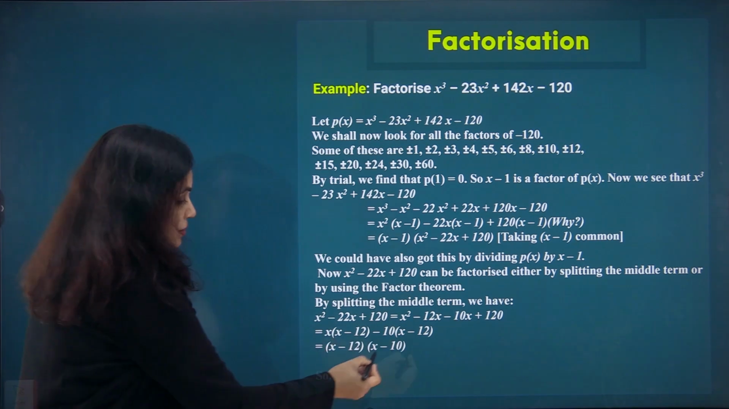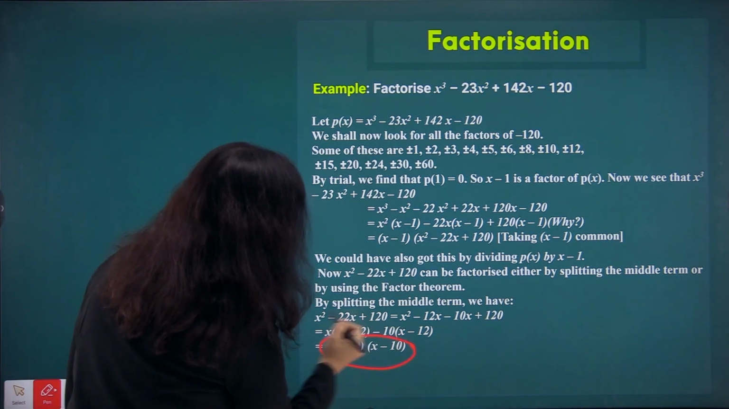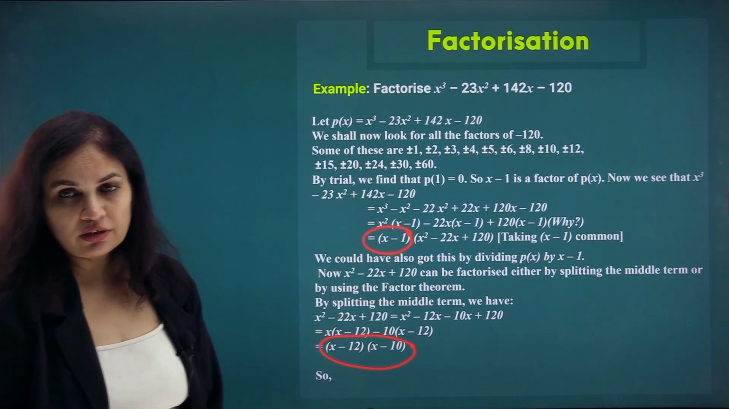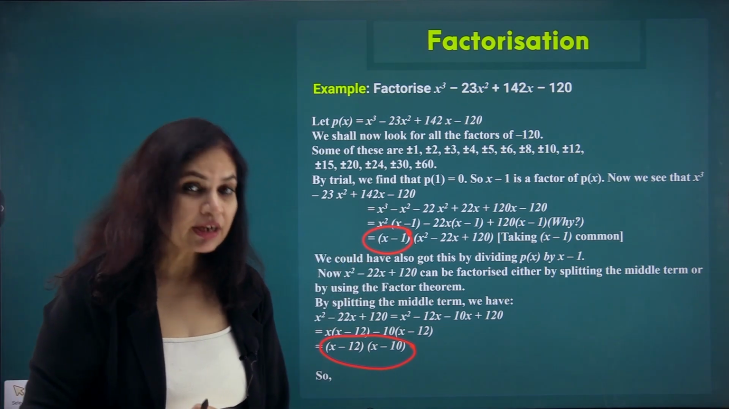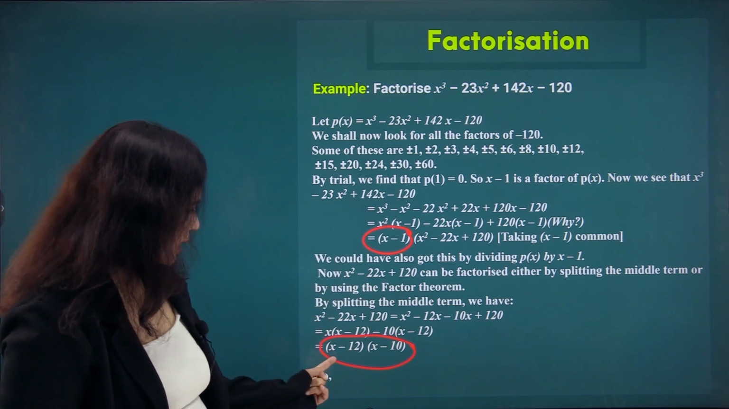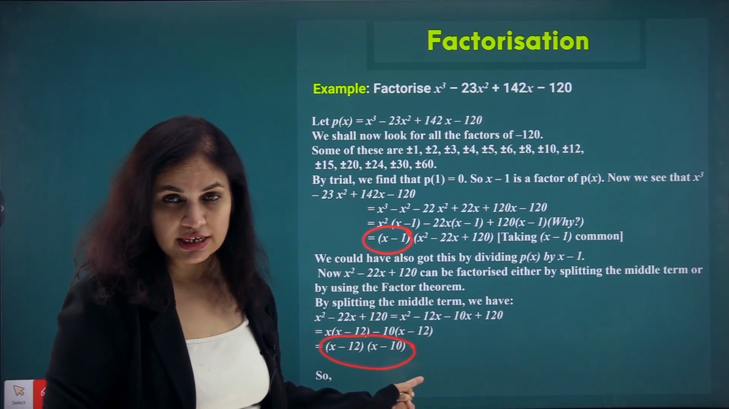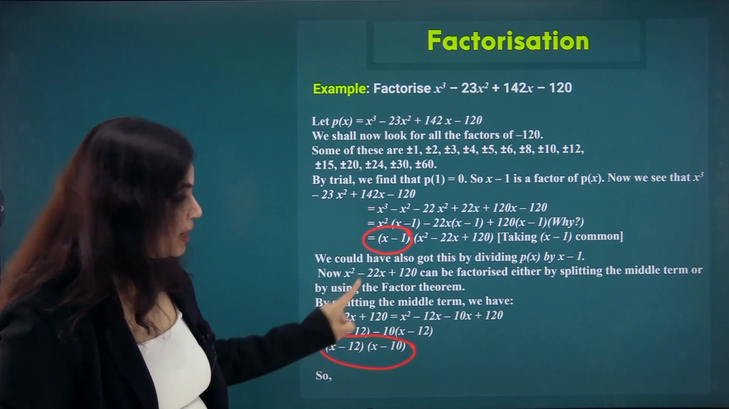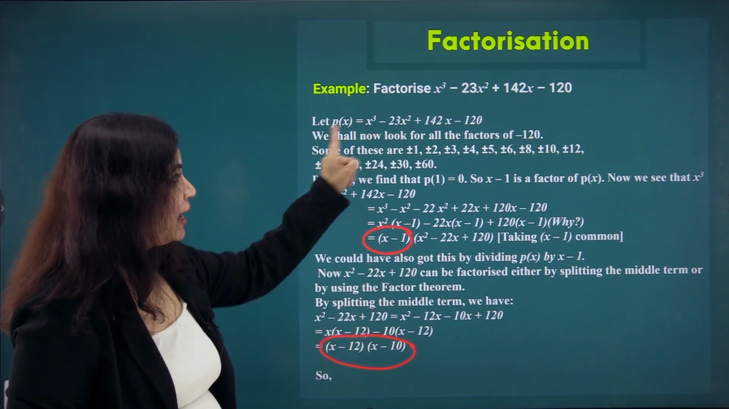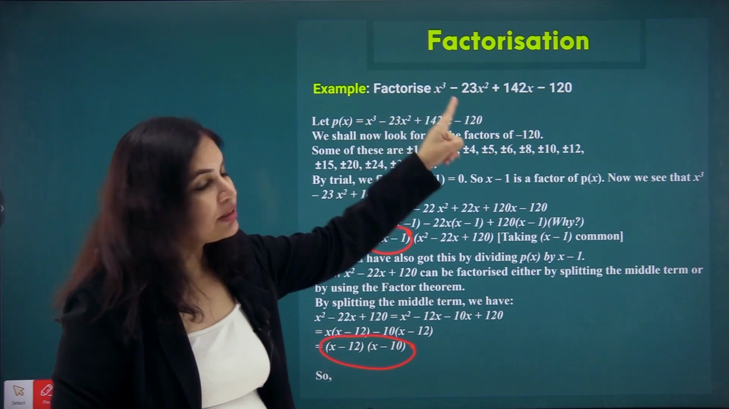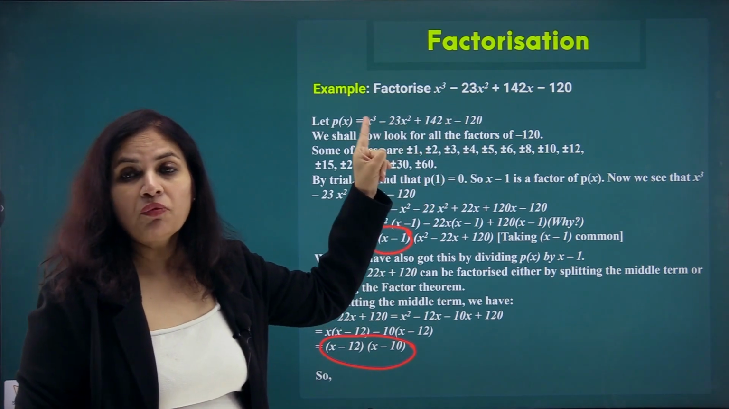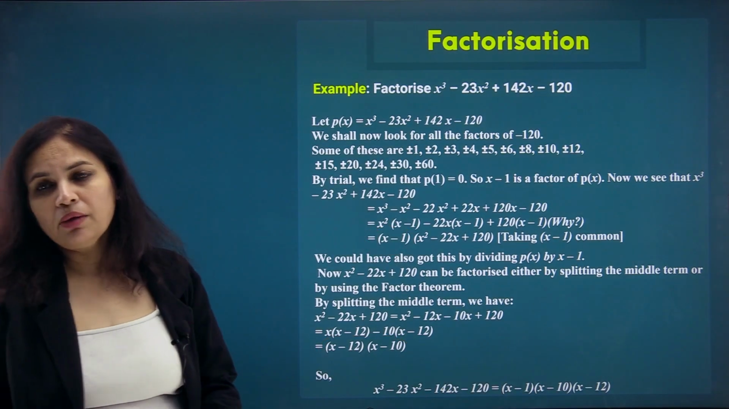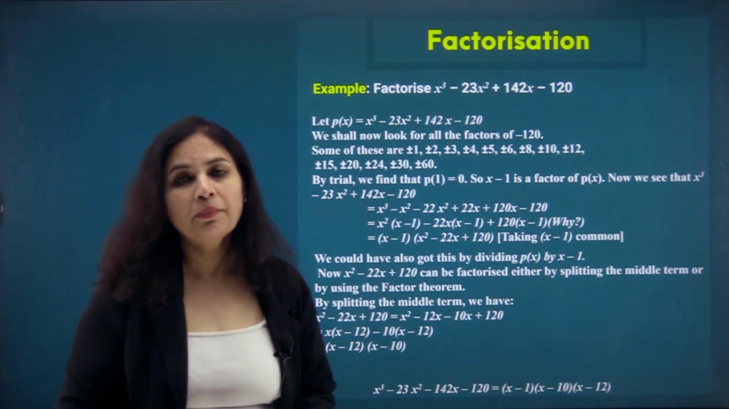So, we can see these two are the other two factors and x minus 1 was another factor. So, we have three different linear factors, x minus 1, x minus 12 and x minus 10. So, the zeros of the polynomial are 1, 12 and 10, which means putting any one of these values will give the zero of the polynomial or will make the polynomial equal to 0. So, that is all about factorizing a cubic polynomial.